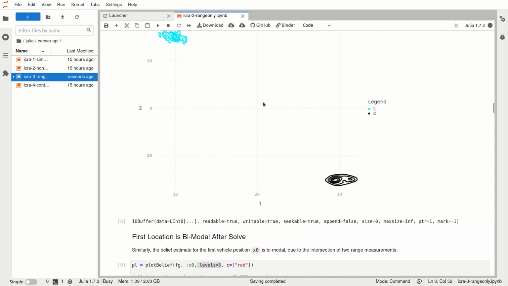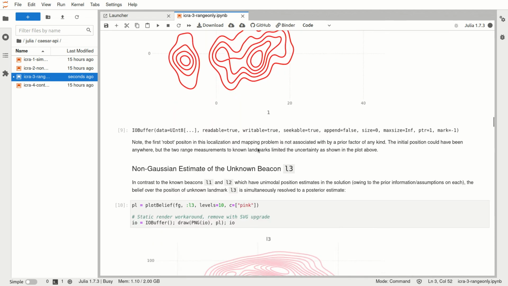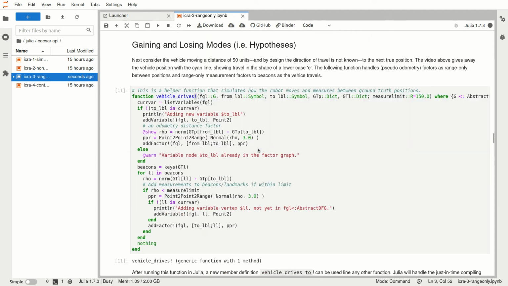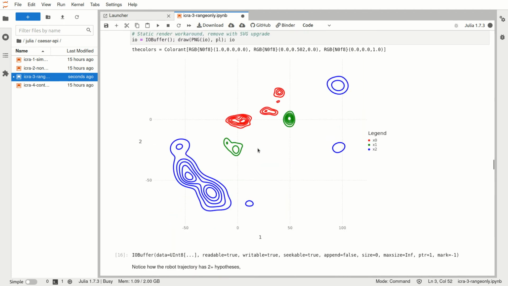We have 2 known landmarks, L1 and L2, and we got a range measurement from each for x0, and then we got a range measurement from each as we progressed. And we only say within 150 units the range measurement is valid. But as you do that, here's the one arc from L1, and the other arc from L2 is around here. And the 2 intersects are here and here.